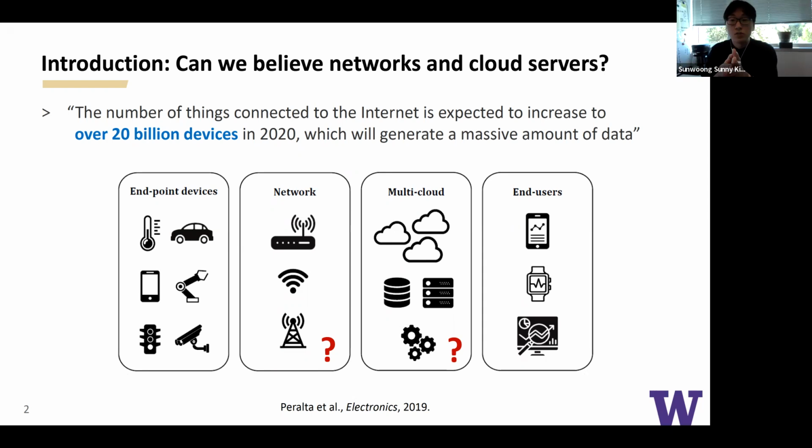And according to one paper, the number of things connected to the internet is expected to increase to over 20 billion devices in 2020, 2 years ago, which will generate a massive amount of data. And not surprisingly, privacy issues are rising. In particular, it is difficult to trust networks and clouds that are easily accessible to anyone.